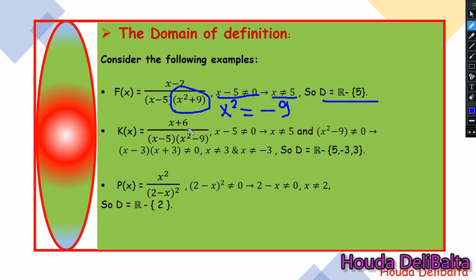Here is another example. X plus 6 over (x minus 5)(x squared minus 9). So the difference between this and this is that here I have x squared plus 9 while here I have x squared minus 9.